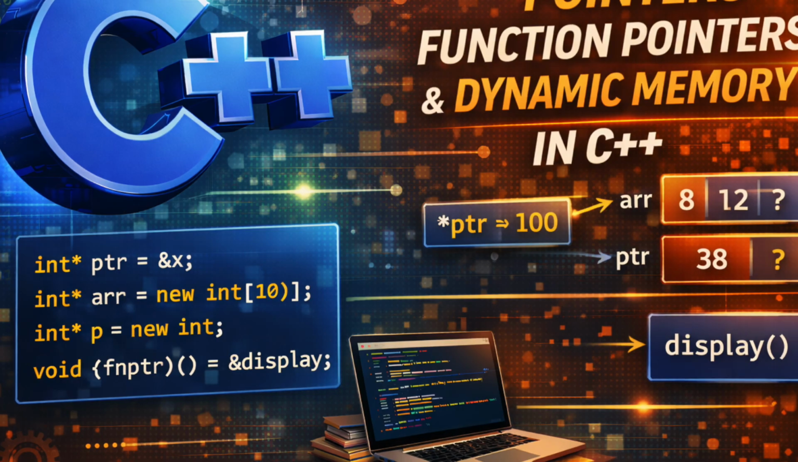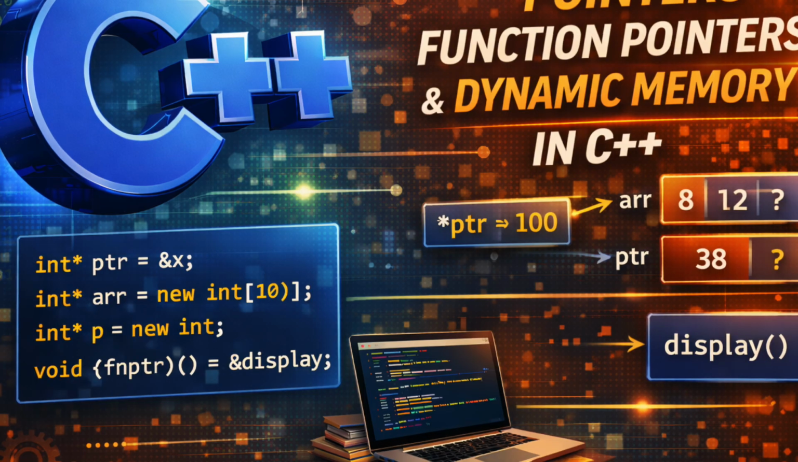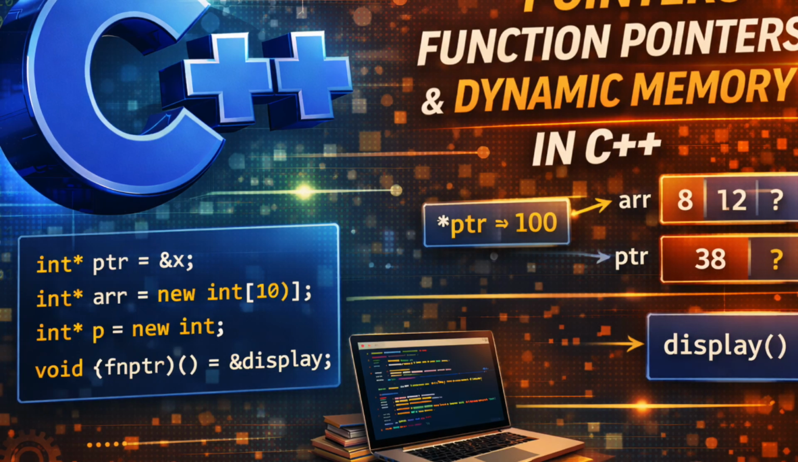Okay, so if the ampersand lets us get the address, we need the reverse. Once we have an address stored in a pointer, how do we access the value sitting at that location? That is the role of the asterisk. Yeah, this is the dereference operator. When you use the asterisk in front of a pointer variable, you are telling the CPU, follow the address stored inside this pointer and retrieve the data that's sitting at that location. It's what turns the map coordinate back into the actual content.